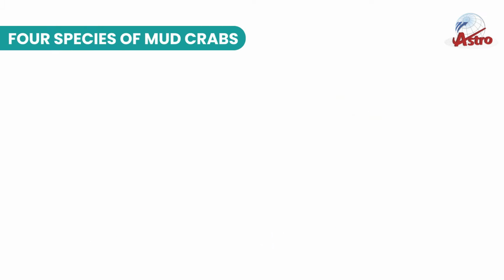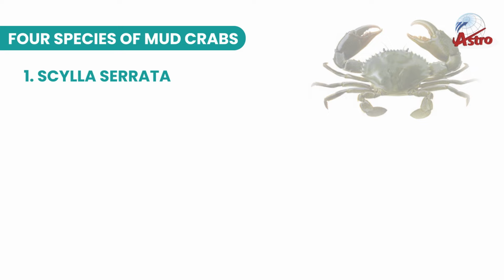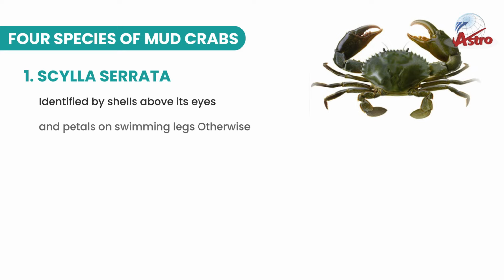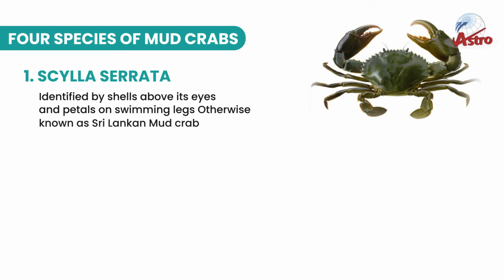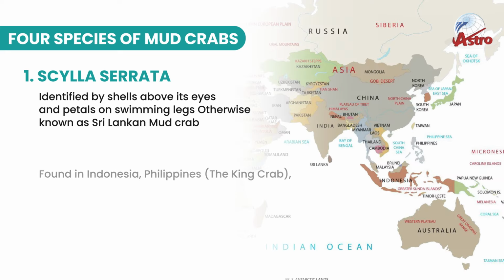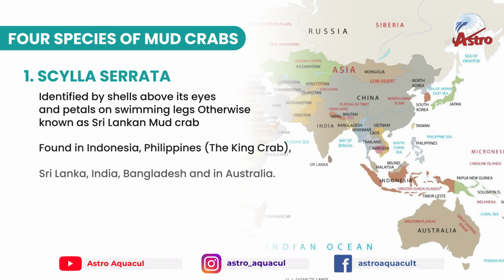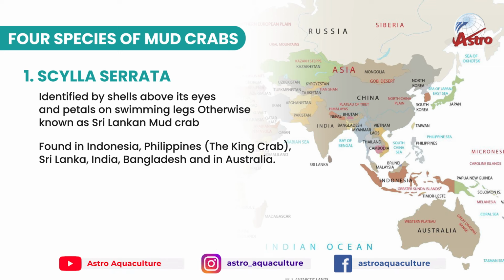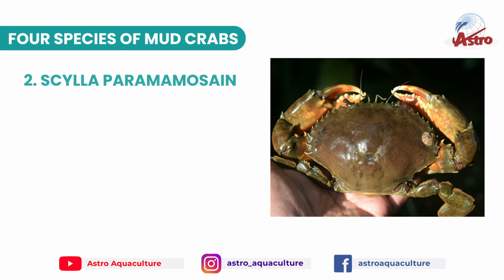Four species of mud crabs. 1. Scylla serrata. Identified by shells above its eyes and petals on swimming legs, otherwise known as the Sri Lanka mud crab. Found in Indonesia, Philippines, Sri Lanka, India, Bangladesh and in Australia. It is not found in places like Malaysia.